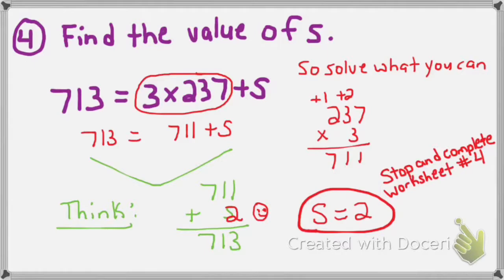And finally, some problems require a little more thought process. In number 4, I had to find the value of s. So again, I solved for what I knew, 3 times 237. I found that that answer was 711. Brought everything else down, my 713, my equal sign, my plus, and my s. And I looked at this problem, I flipped it around, and I said 711 plus s, or what, equals 713. I counted on and realized that s equals 2.